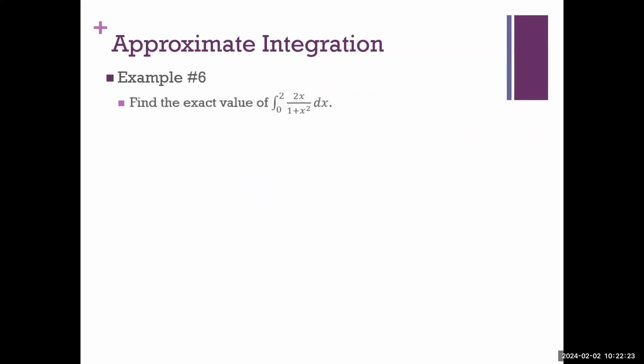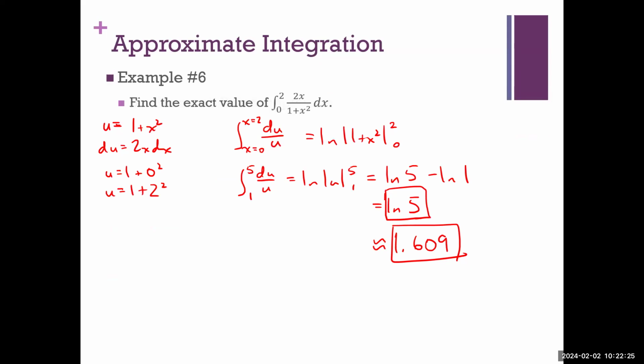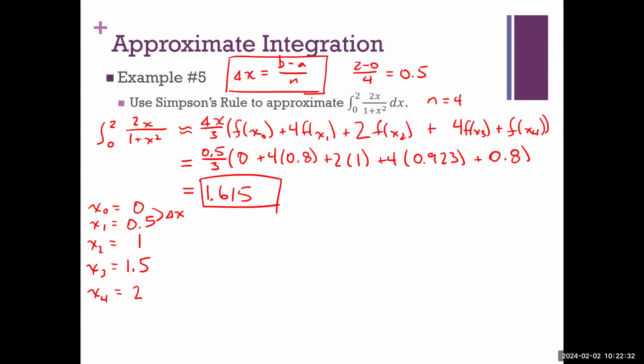But here's the thing. Let's say we did the exact value first and we got 1.609. And we're pretty confident with that number. And then Simpson's rule gave us something that was close to that.